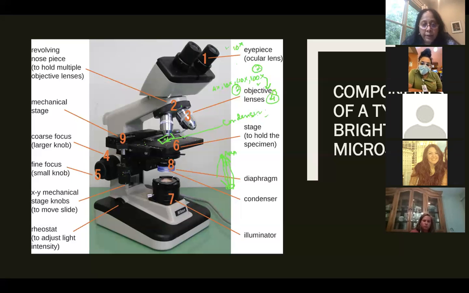Now, what happens when the light from that image goes through the ocular lens? Then the ocular actually creates another image inside your eye, inside your cornea. Okay, and that image is much larger than the first image. So two images are produced by the microscope.